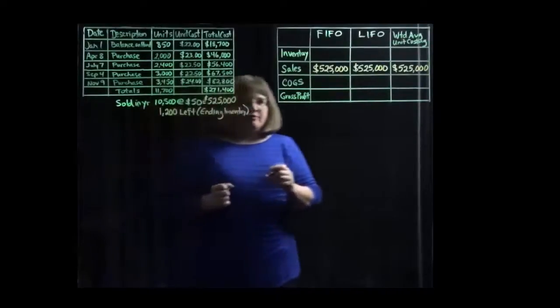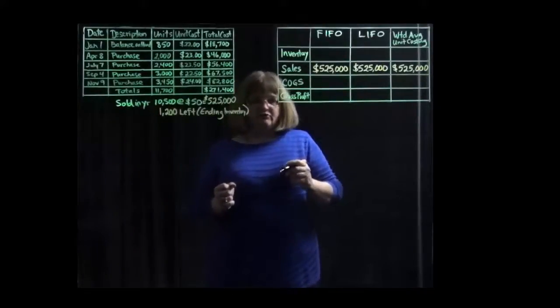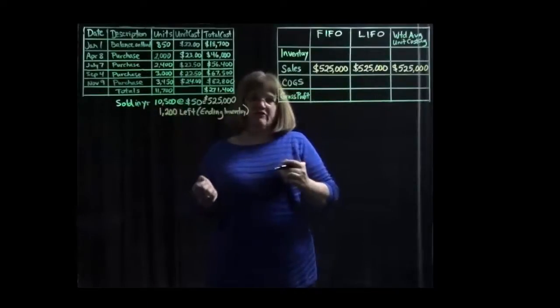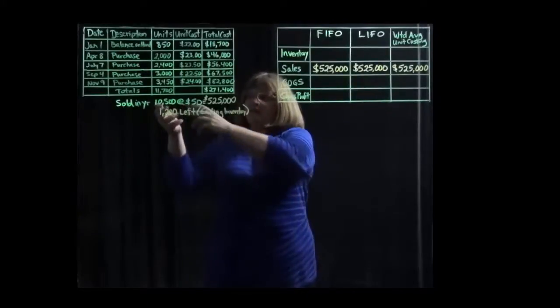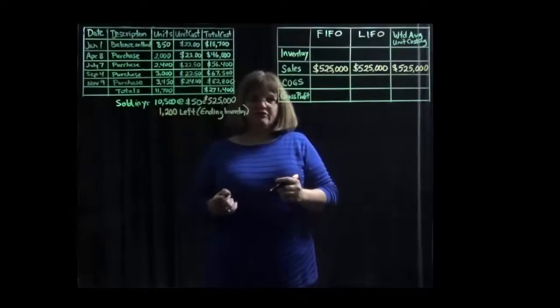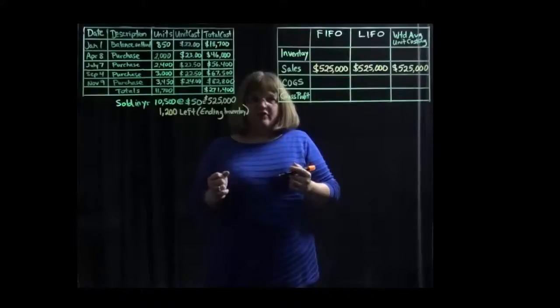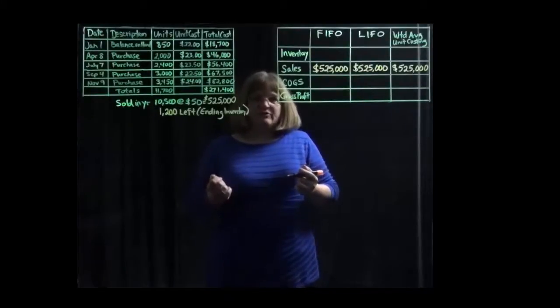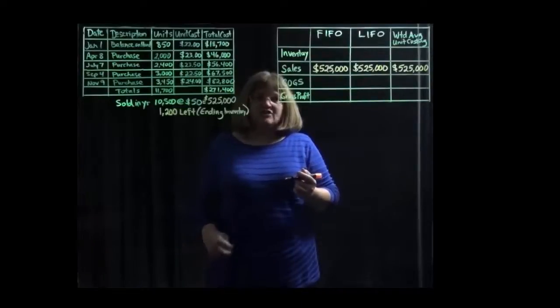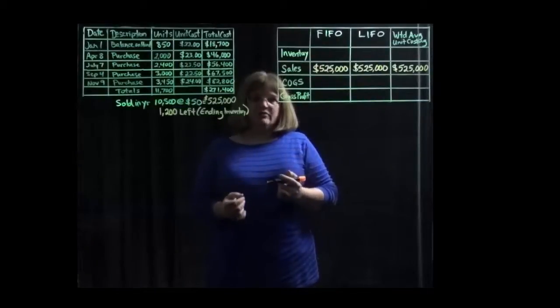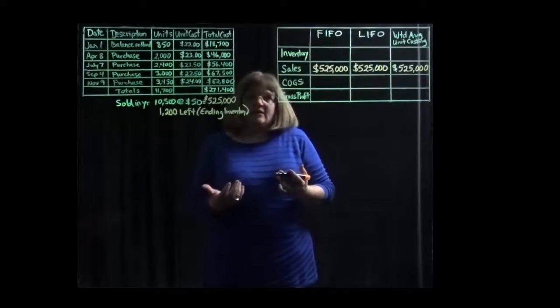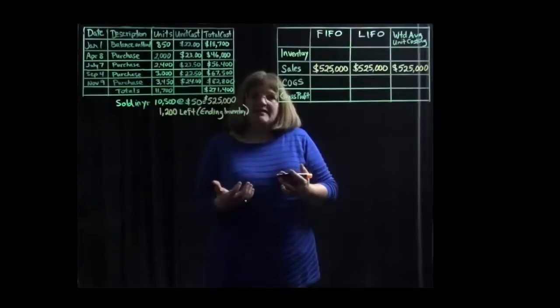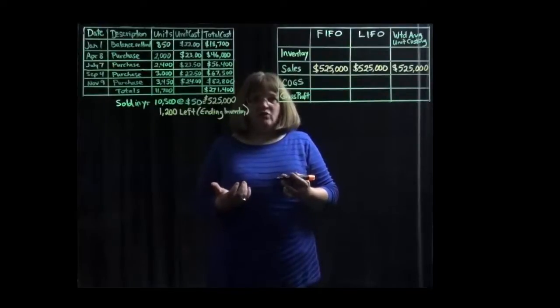Our job in this problem is to assign cost values to this 1,200 units that we have in our ending inventory, as well as to the 10,500 units that we sold during the year. Here's where there is guesswork involved, because unless we have a sophisticated enough information system to be able to use specific identification and know exactly which items we sold on each sale, we don't know exactly which items we sold. So we make assumptions about which ones they were.